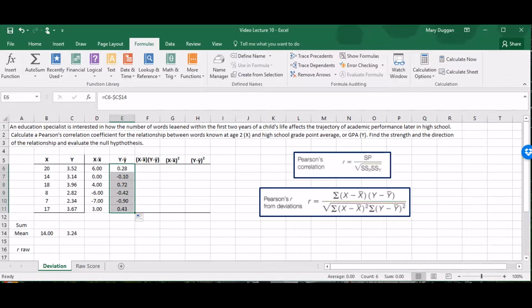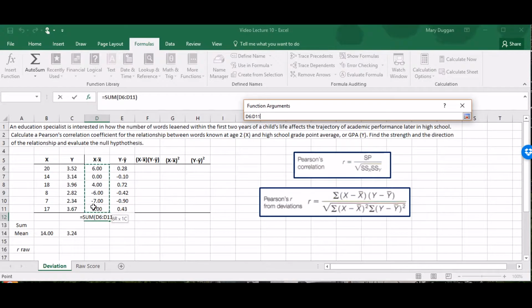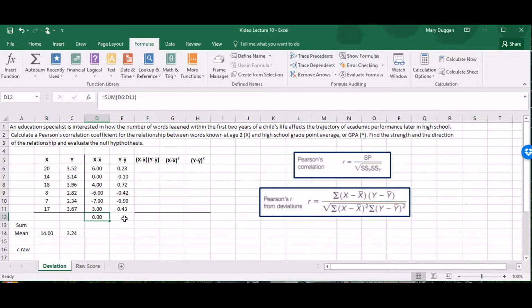And as you learned before, deviation scores should sum to 0. And so I'm going to make sure that they do. I'm going to sum up the x deviations. Oh, thank goodness, it comes to 0, and I'll do the same for this. Yes, so our deviation scores, as they should, do sum to 0.